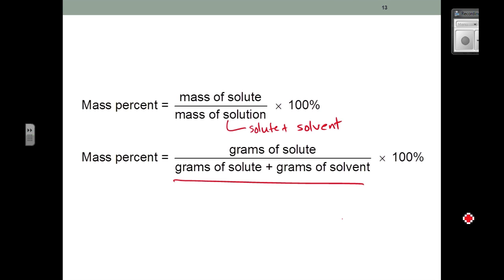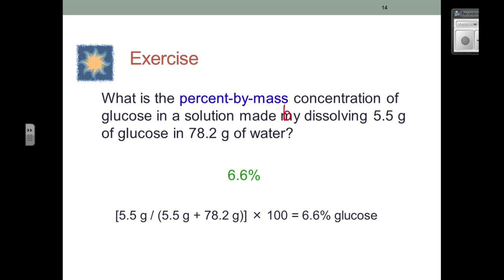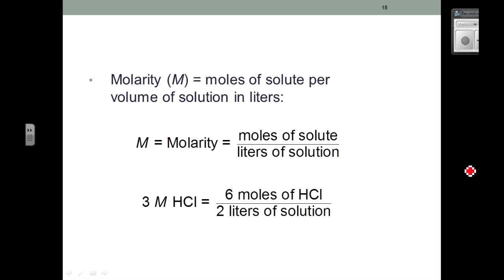You might be tempted to do mass of solute divided by mass of solvent, but that's something different. You want mass of solute divided by mass of solution, and then you multiply by 100 to get the percent. Give this a shot. They gave this to you in masses to start with, so it should be pretty easy. Answer, 6.6%. So you just take your grams of solute, the glucose, divided by glucose plus water, times 100, and you get your mass percent.